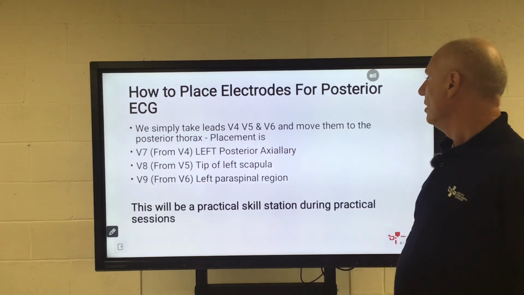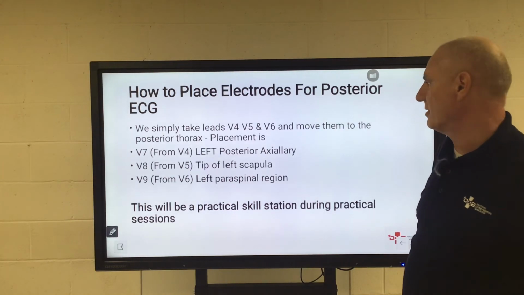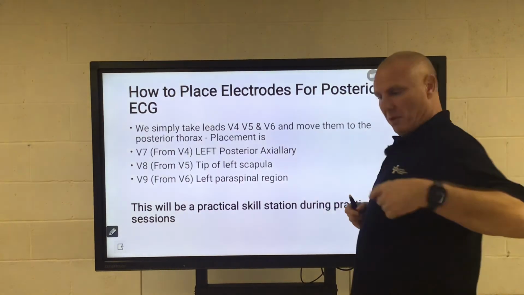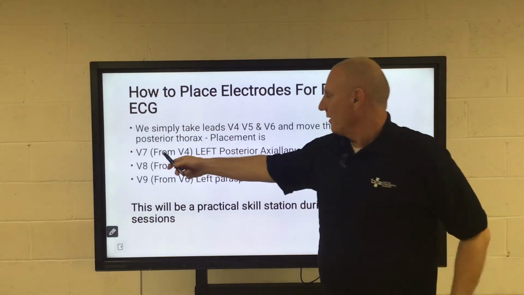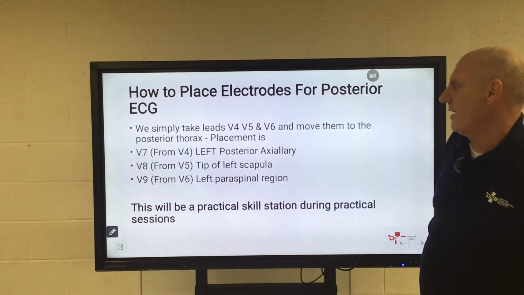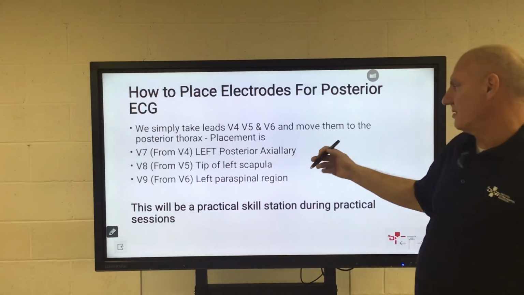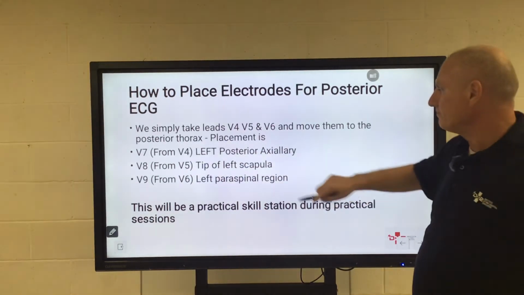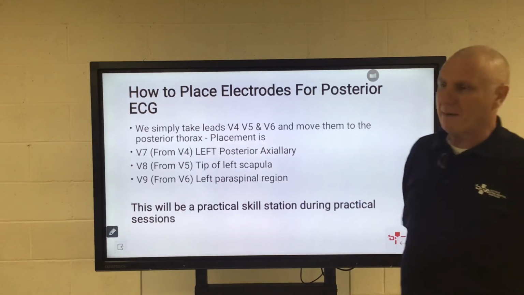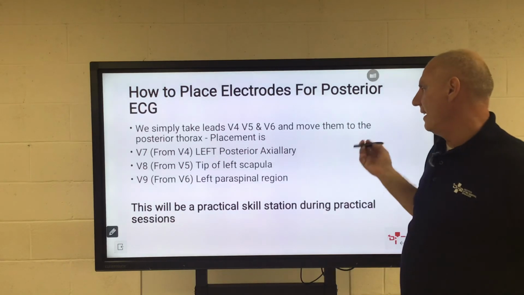How do we do it? We simply take leads V4, 5 and 6 and move them to the posterior thorax. So V4, 5 and 6, we just pop them off and move them around to the back to form V7, 8 and 9. So V4 goes to V7, V5 to V8 and V6 goes to V9. Left posterior axillary, tip of the left scapula, a left paraspinal region.